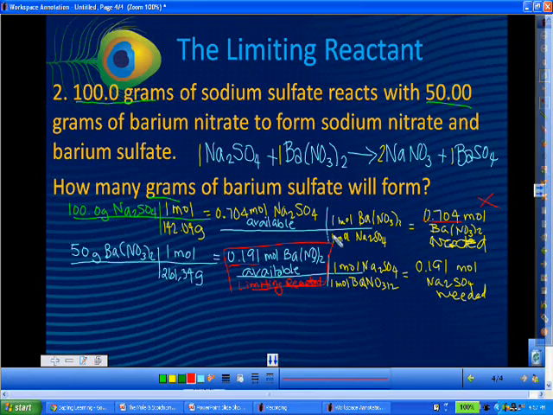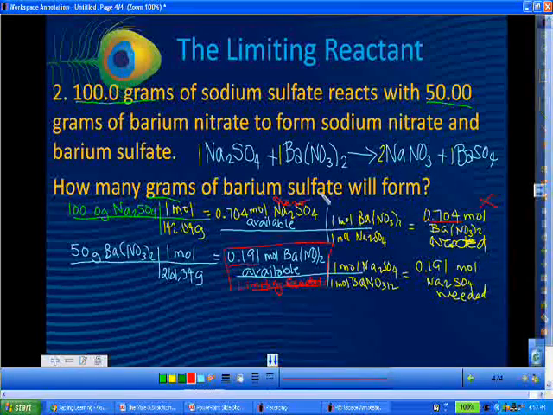Now let's check out sodium sulfate. We have 0.704 moles available. We only need 0.191 to react with this number of moles of barium nitrate. So we have plenty here. So this is our excess. Now we can solve for the grams of barium sulfate that will form. And so we're going to use our limiting reactant from here on out.